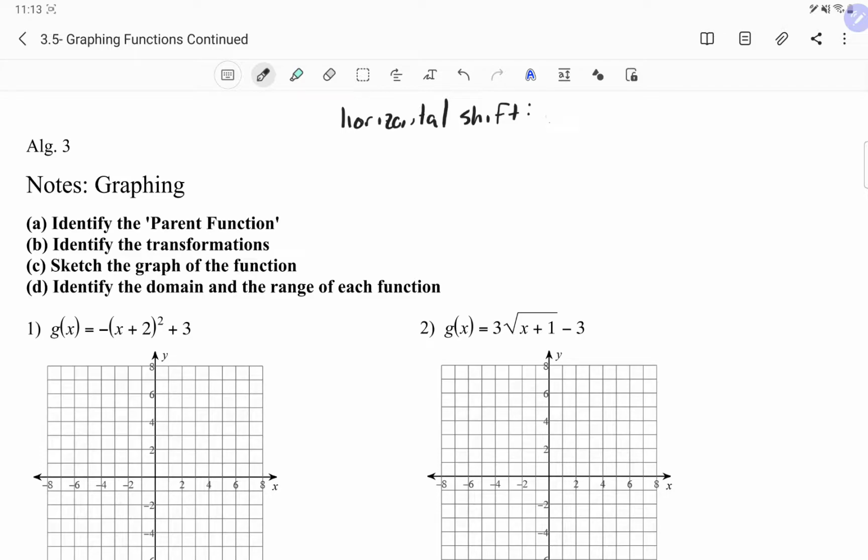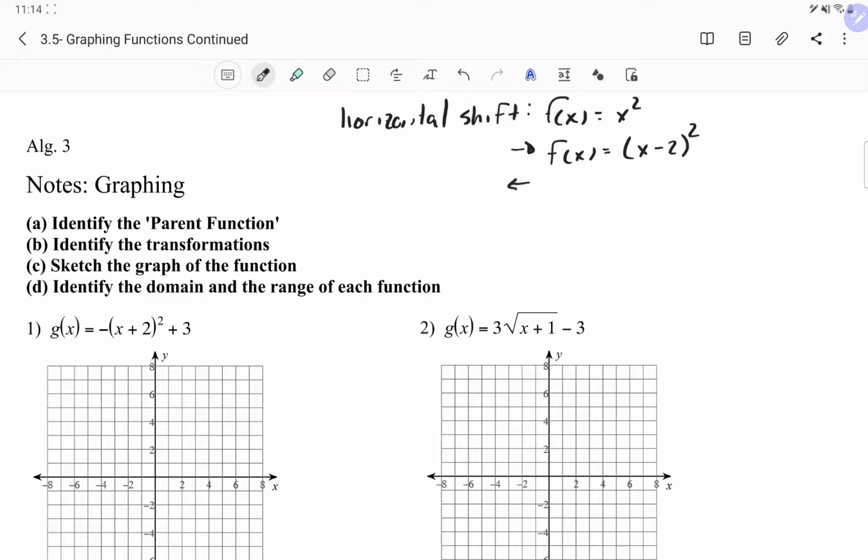So let's say that we have the function f of x is equal to x squared. It's a horizontal shift to the right if instead it's f of x is equal to, and we're adding it strictly to the x, so we're adding it to the inside of the function. So this would be x minus 2 squared. Okay, so this would be a horizontal shift to the right.